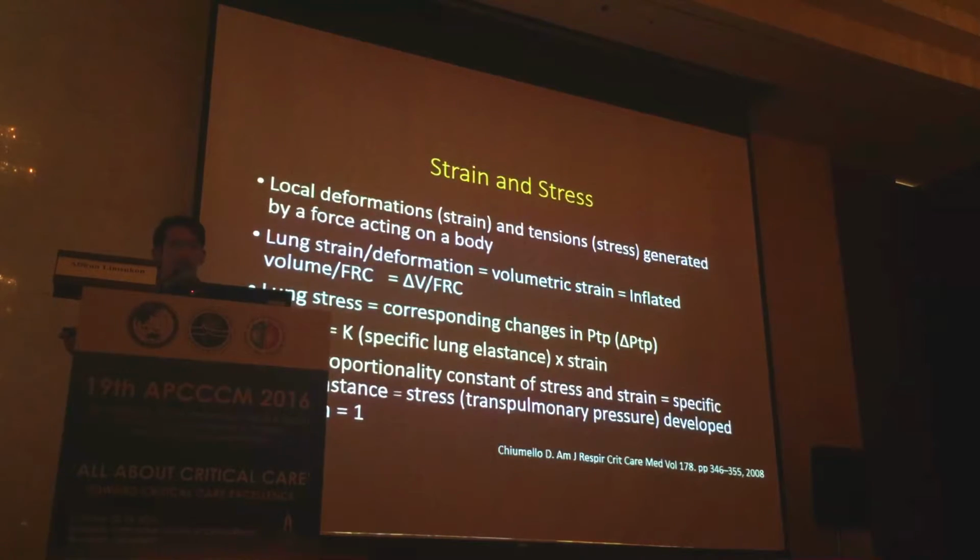The strain is the local deformation, and the stress is the tension generated by a force acting on a body. When we're talking about the lung strain or deformation, we're talking about the volumetric strain, or inflated volume scaled to the functional residual capacity, the tidal volume over FRC. The lung stress is the corresponding change in the transpulmonary pressure, or delta transpulmonary pressure. It can also be calculated as the specific lung elastance times strain. And the specific lung elastance itself is the stress, or transpulmonary pressure, that develops at a strain of 1, or when the FRC is doubled.